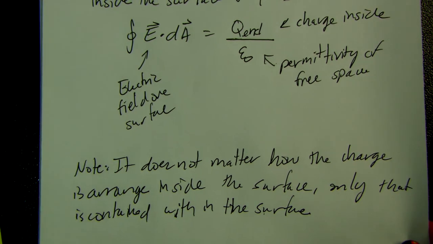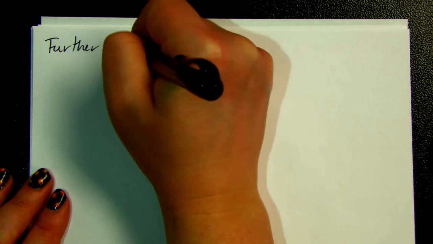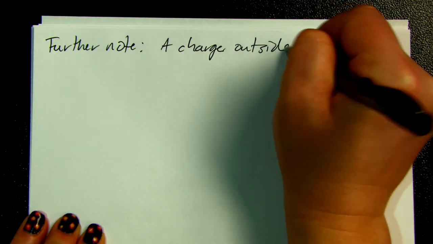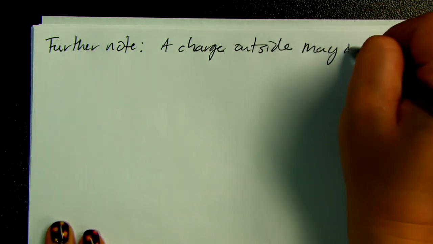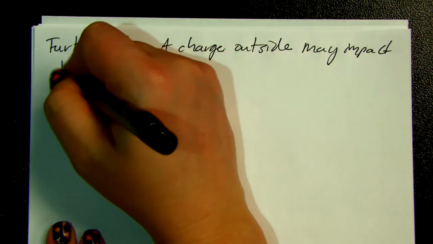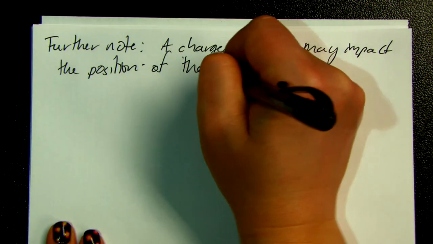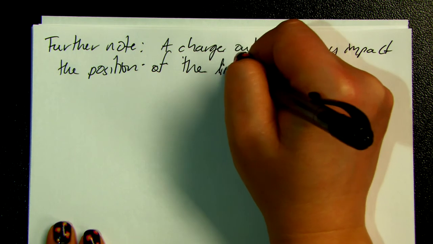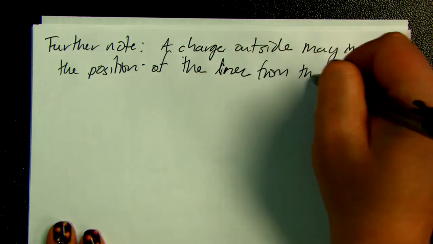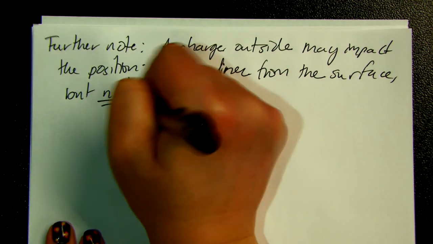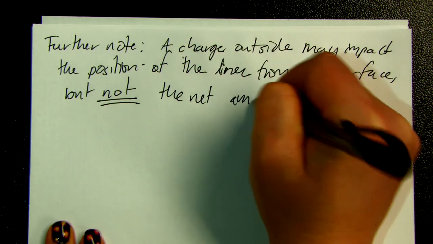All right, and then further note, a charge outside may impact the position of the lines from the surface, but not the net amount. And I'll show you what I mean.